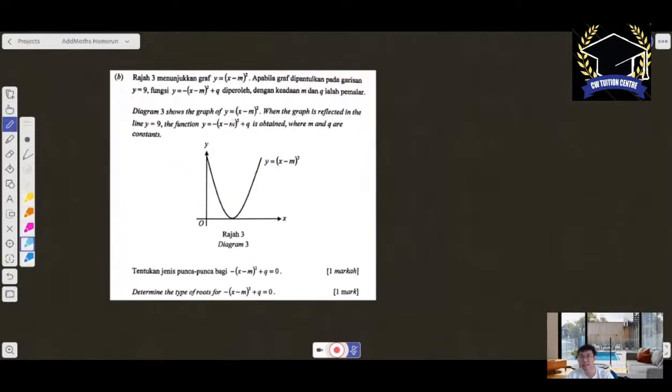When the graph is reflected in the line y equal to 9, you will get something like that. So where is y equal to 9? Let's say y equal to 9 is here. So I reflect in y equal to 9. When I reflect in y equal to 9, what happens to the graph? It will be reflected something like that. Am I right or not? I just draw it down. Then you will get an equation y equal to negative x minus m squared plus q.